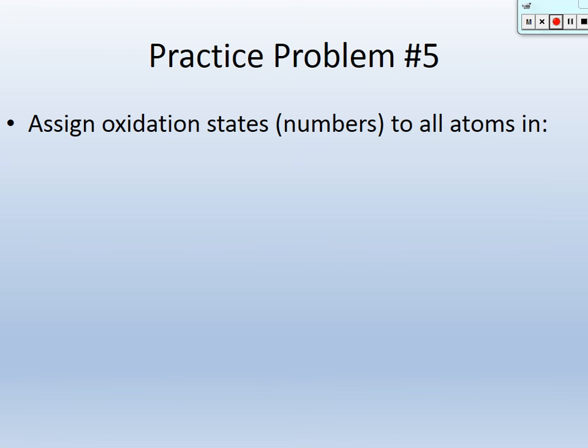Let's go to practice problem number 5. It says to assign oxidation states or numbers to all of the atoms in this compound. We've got sulfuric acid right here. So this one's a little more complicated in that it has 3 elements. We've got hydrogen, sulfur, and oxygen. And it doesn't have a charge, so we're going to sum this to 0.